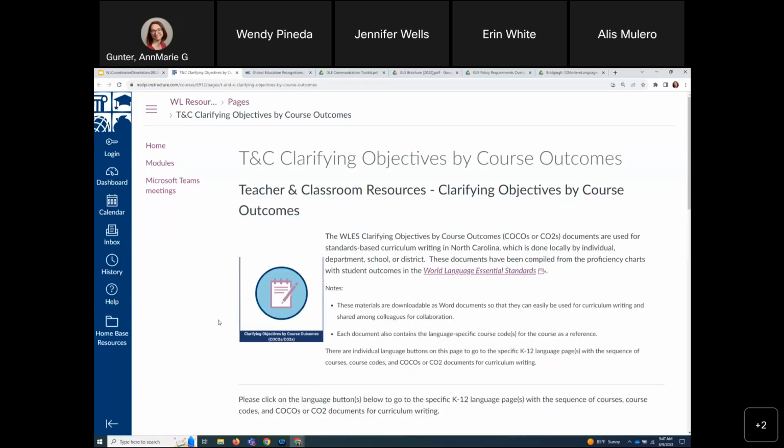One thing to know about the COCOs documents is they're downloadable as Word documents. So that'll make it easy for you and your teachers to download what you need and to start typing right into your own copy of those materials. You can even link things like the resources you're going to use, or maybe if you have a Canvas space or some other platform that you use to house materials or units for different language courses, you can put that in there.